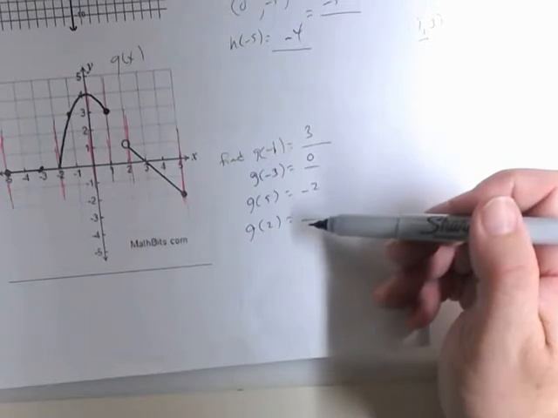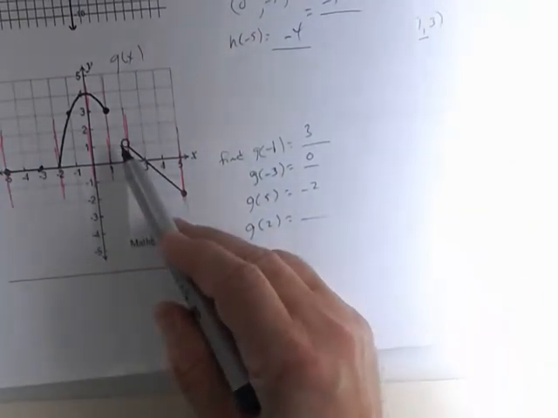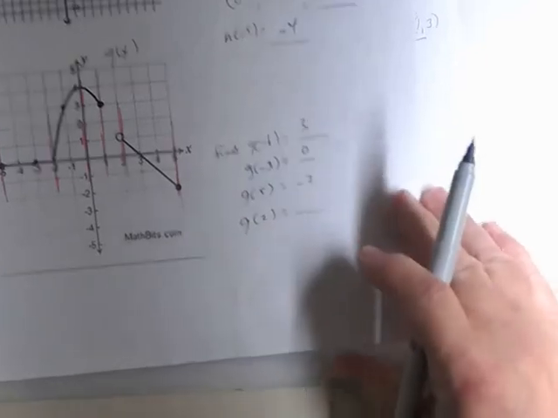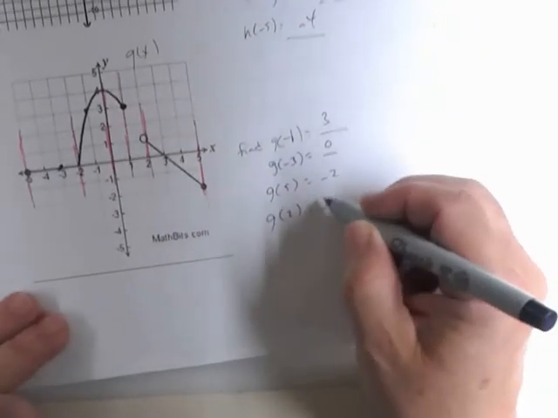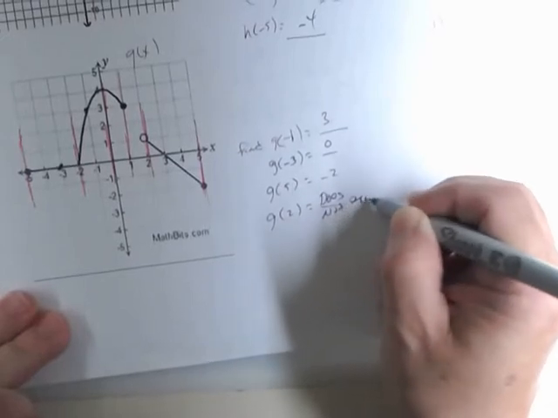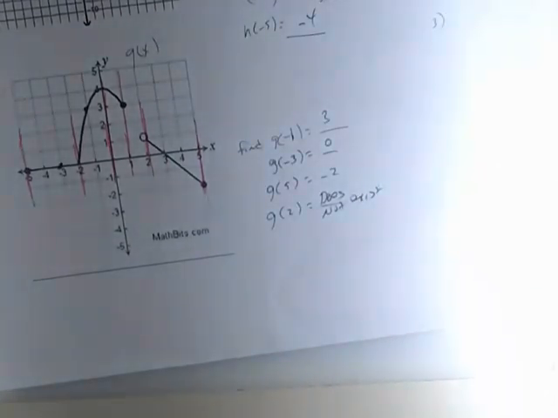No, there isn't one because that's not part of your graph. It's an open circle. So an open circle is not part of your graph. So if you were asked what is g of 2, you would say does not exist, because of that open circle. So g of 2 does not exist because of that open circle.